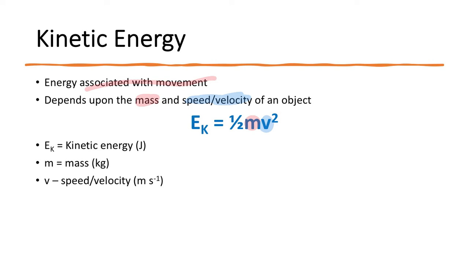The units for these things are: mass in kilograms, speed or velocity in meters per second, and kinetic energy in joules. You will recognize that kinetic energy has the same unit as work, because work is the use of energy, or the doing of stuff with energy. This is kinetic energy here.